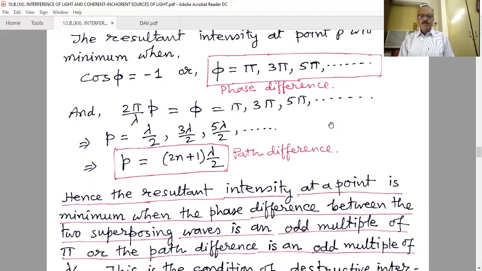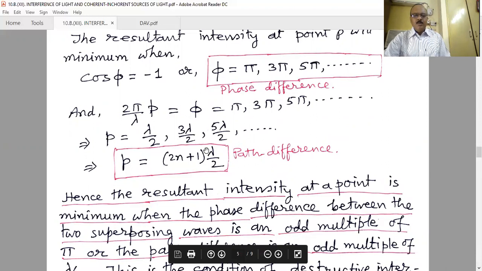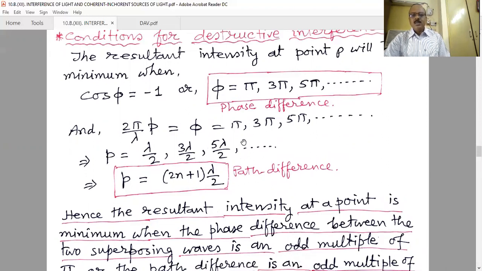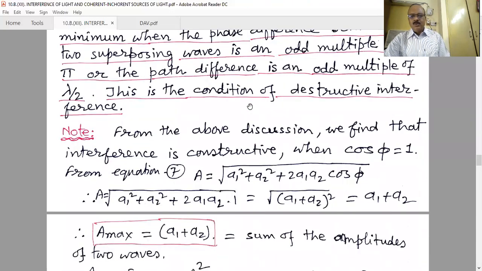And when we consider the path difference, if they emit from the same wavefront, that means initially the waves have the same phase, and due to their different paths traveled before meeting at point P, there will be a path difference. Then we can use this type of formula for the path difference. Otherwise, the phase difference conditions can be applied everywhere to get the constructive interference pattern and destructive interference patterns.